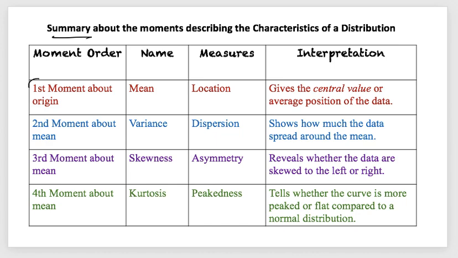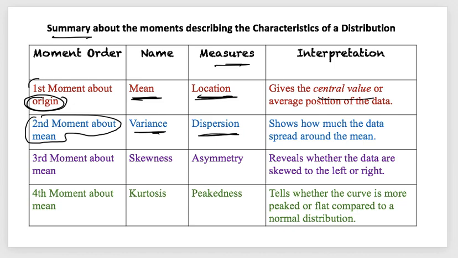The first raw moment, about the origin, is giving us the mean, and it is a measure of location. It is the central value of the data. And the second moment about the mean gives us the variance, which measures the dispersion or spread of the data, meaning how far it is from the mean.